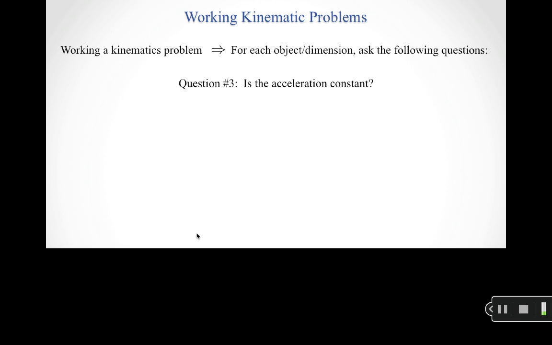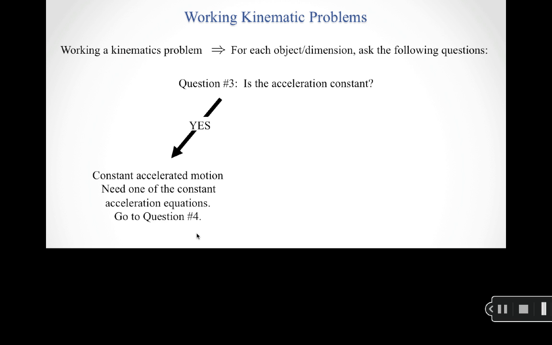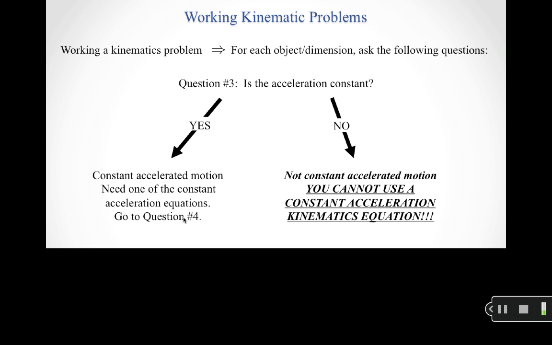We next need to ask, is the acceleration constant? This may seem like a really simple question, but it's actually crucially important, because if the answer to this question is yes, the acceleration is constant, then we can use our constant acceleration equations. But if the answer is no, we can't use the constant acceleration equations that we have. We'll see plenty of problems where an object will move and the acceleration of the object will not be constant during that motion. If that's the case, we don't want to use our constant acceleration kinematics equations. I need to make sure that the equation I'm using is valid for the problem I'm trying to work. That's really the guts of this question.